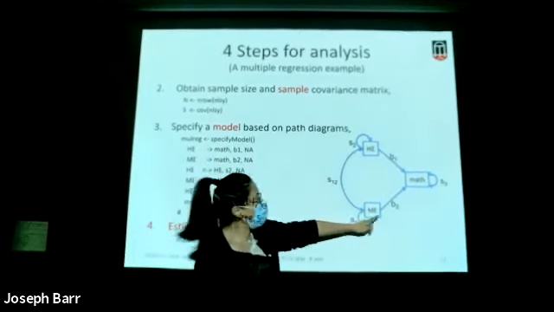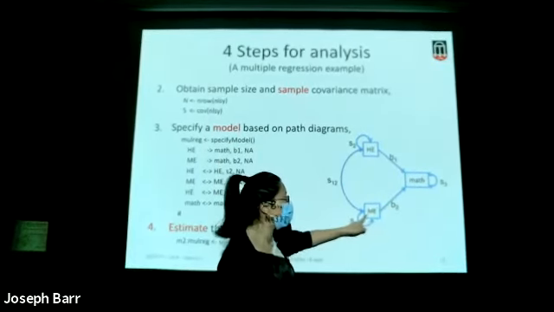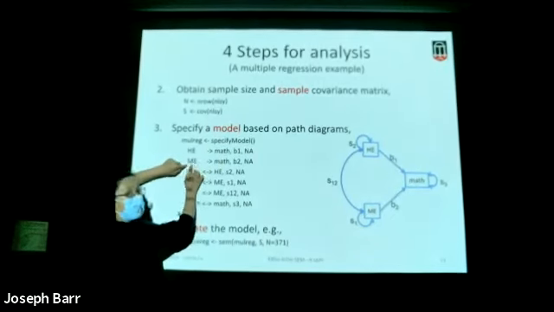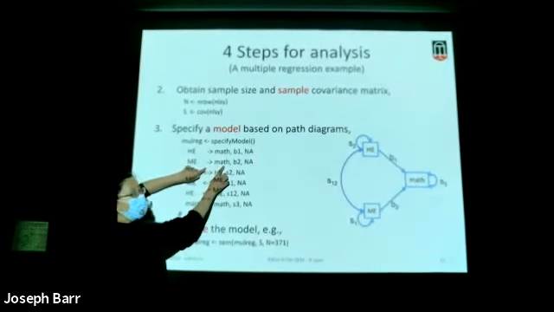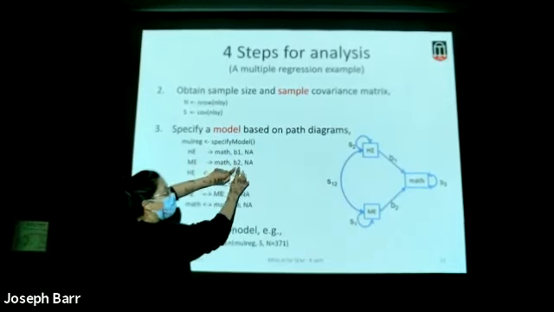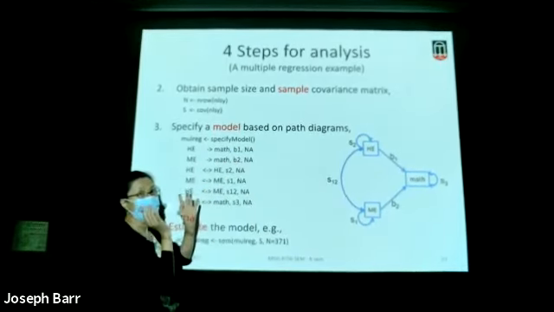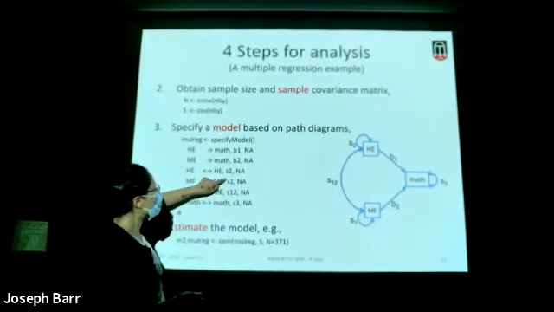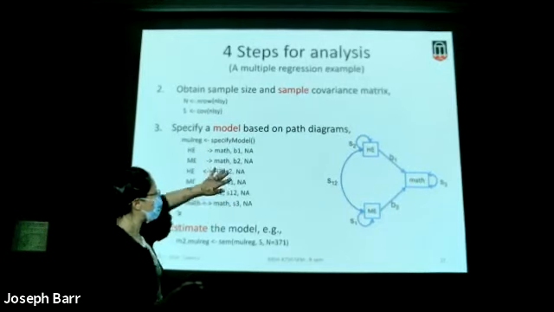We also have B2. B2 is the second parameter, from ME to math. So ME goes to math. This is the direction. This is the name, B2. Starting value, I don't want to specify any. And then we have S1, S2, S3. The order doesn't matter.